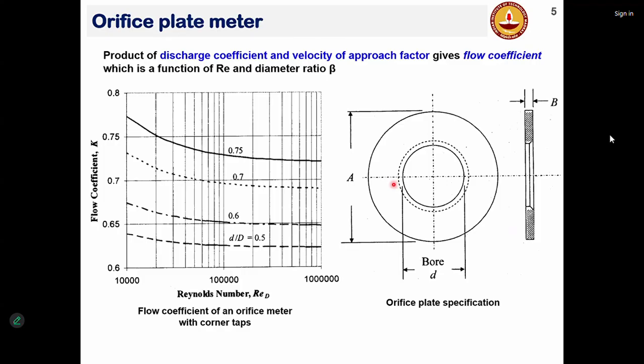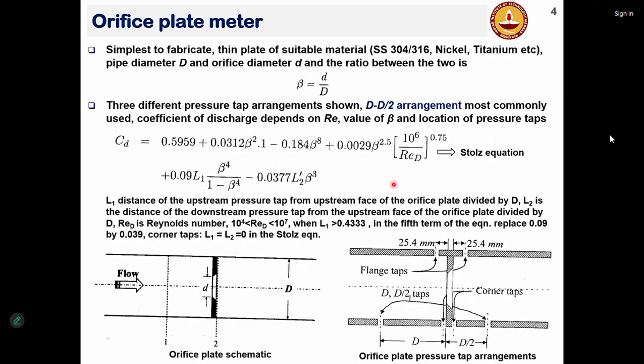In that Stolz equation, the second term, is it beta square 0.1 or which one, sorry? This one. Stolz equation second term. Yeah, so this is basically 0.0312 into beta square. This is not there. I think this is multiplied. Yeah, it's multiplied by 1, right? Yeah. Okay, got it. So this is not the thing.